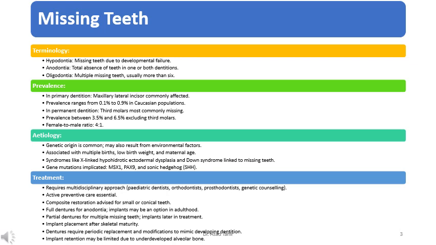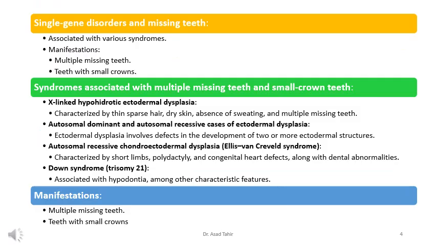Implant placement after skeletal maturity. Dentures require periodic replacement and modifications to mimic developing dentition. Implant retention may be limited due to underdeveloped alveolar bone, single gene disorders, and missing teeth. Associated with various syndromes.